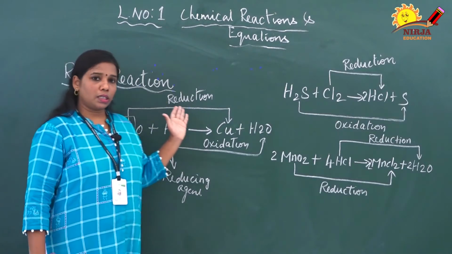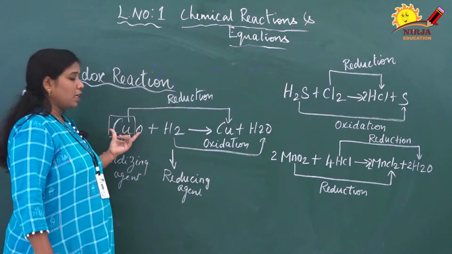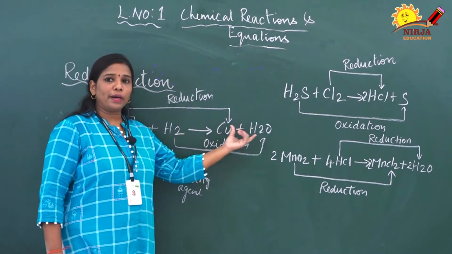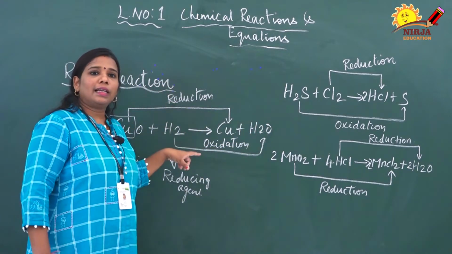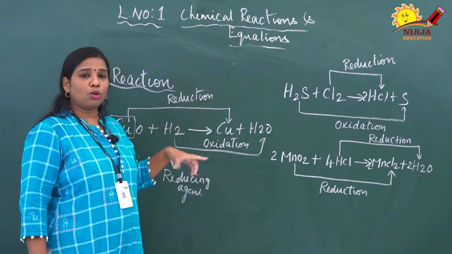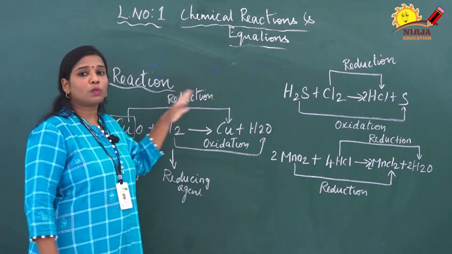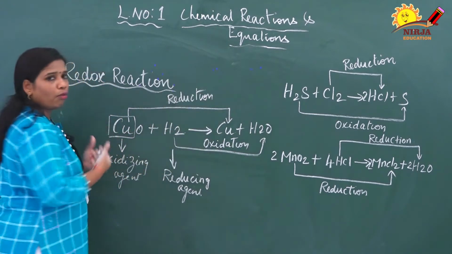Now we are going to discuss a redox reaction example. Here I am taking copper oxide reacting with hydrogen to produce copper and water. We already saw this as a reduction reaction. Now it is an example of a redox reaction, where oxidation as well as reduction occur simultaneously. How? We will see now.